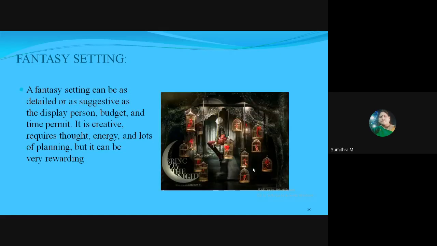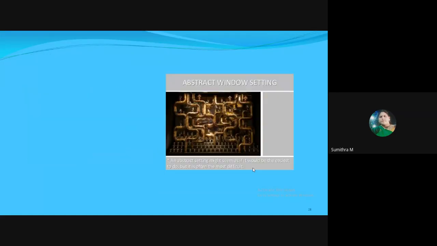And fantasy setting, it looks very attractive, creative, with many lights or new ideas, everything is introduced to attract the garment. That is named as a fantasy setting.